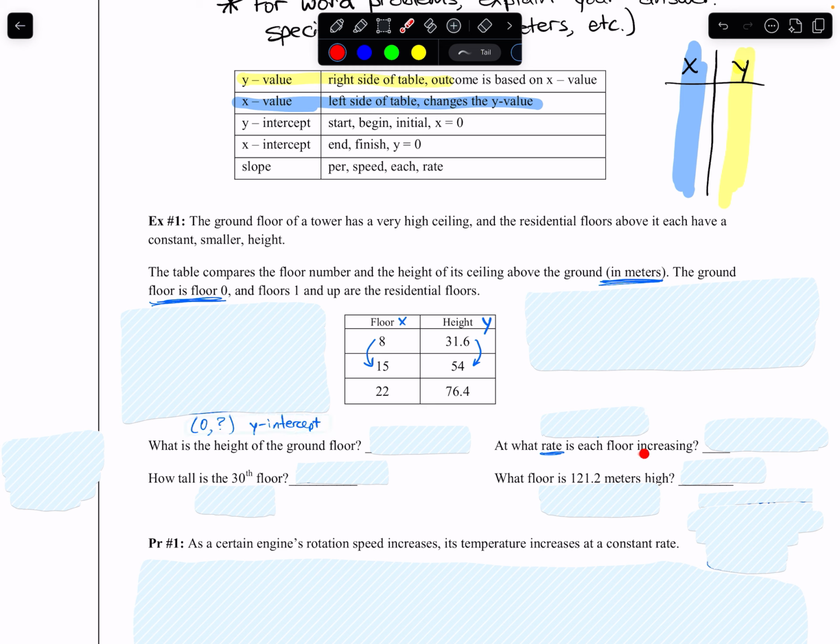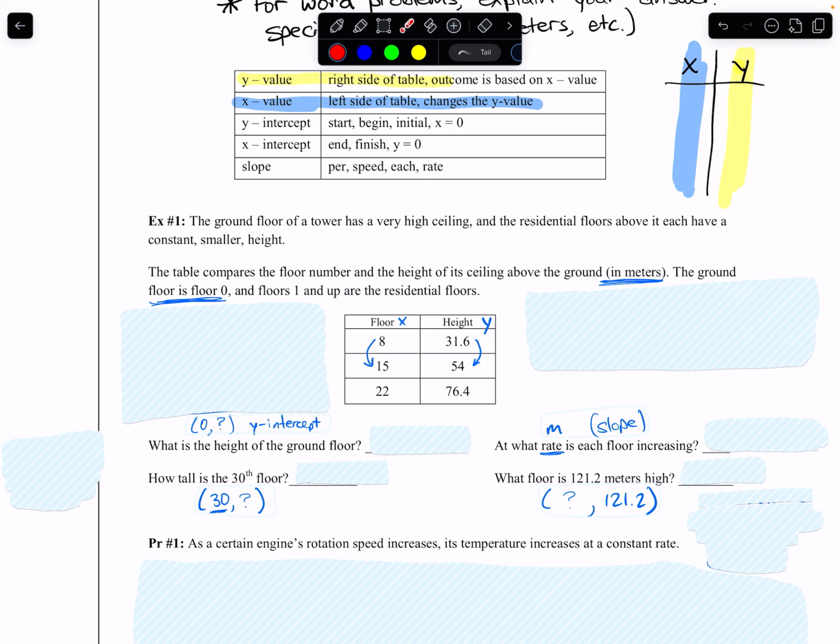The second question, what's the rate? Well, that's a slope. And how tall is the 30th floor? They're giving us a value for the floors. They're giving us an x value of 30. We need to find the matching y value, the height. And then what floor is 121.2 meters high? Well, that's kind of the inverse of the last question. They're giving us a y value, and we need to find the matching x value.